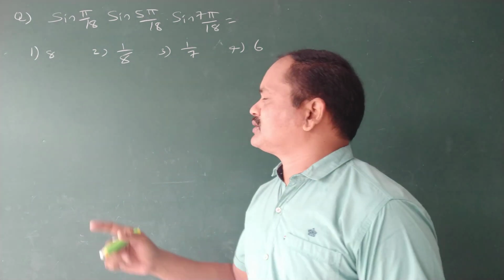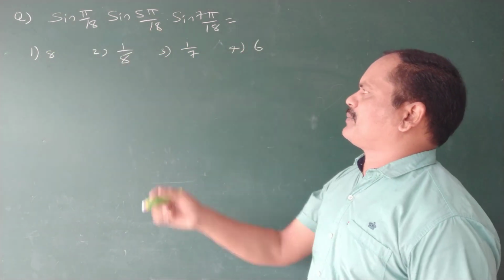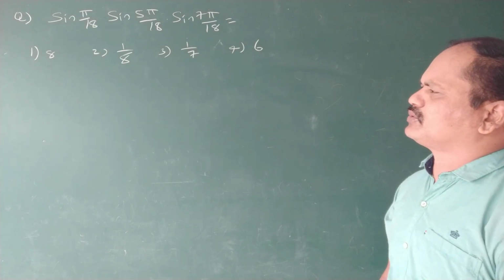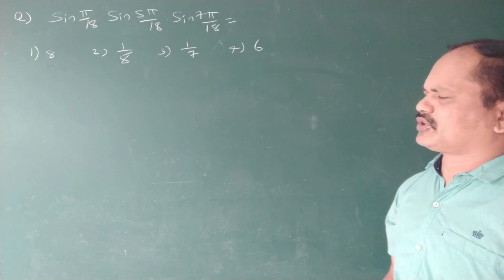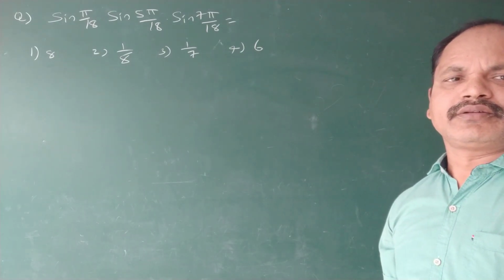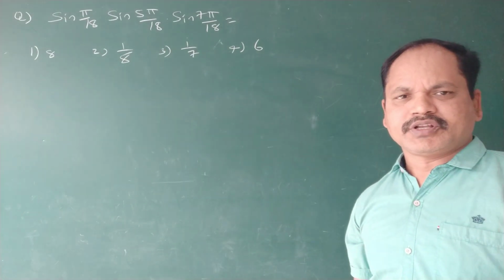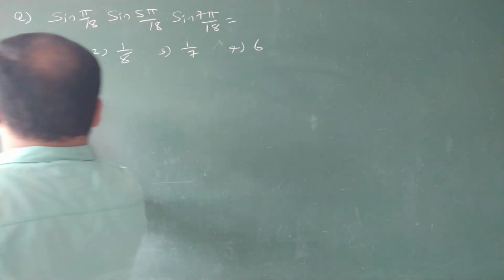Another question: sin π/18 · sin 5π/18 · sin 7π/18 is equal to: first option 8, second option 1/8, third option 1/7, fourth option 6. Okay. Now, we have to solve this question.